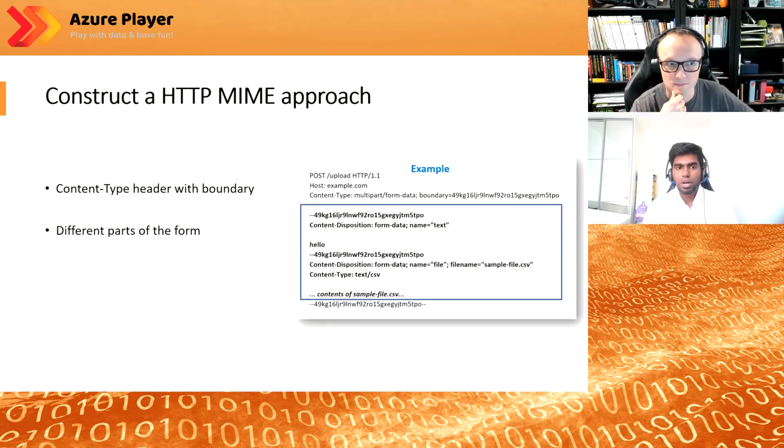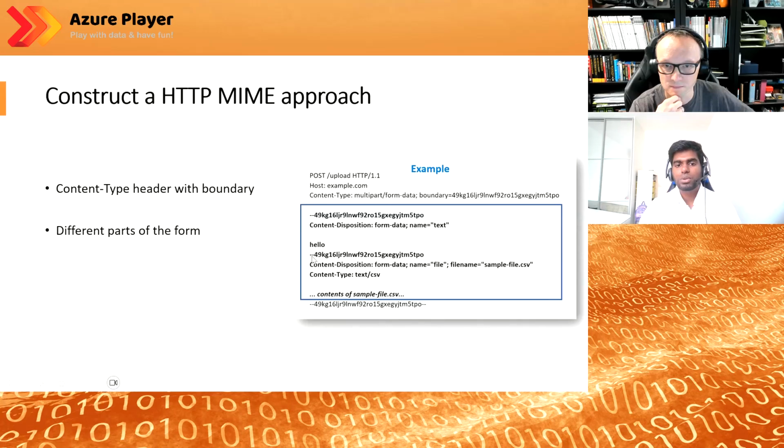So it has the different parts of the form, as you can see. You start with the double hyphen and then the boundary code that was being used, and then you specify the content disposition and say that this is a form data, and you're trying to pass some sort of text here. Then you leave a space, and then you specify what the text value is. In this case, it is just hello. And that comprises one form element that is being passed to the server.